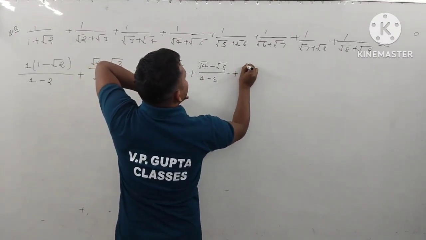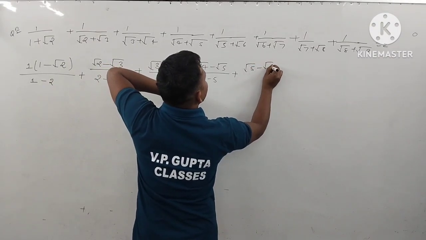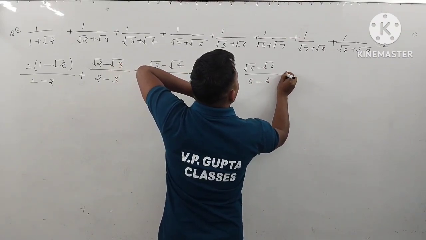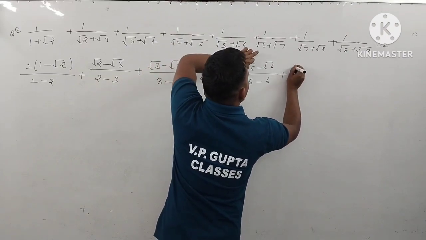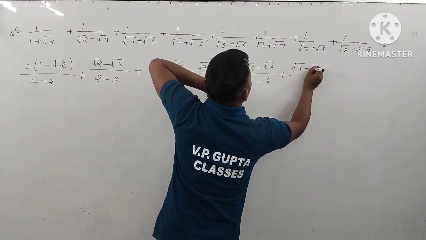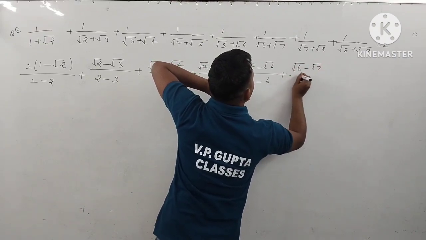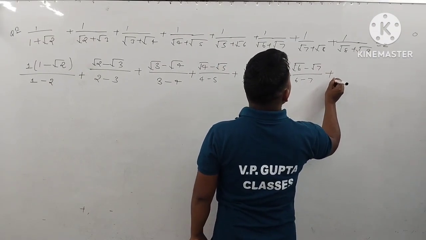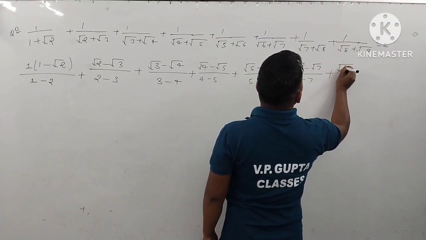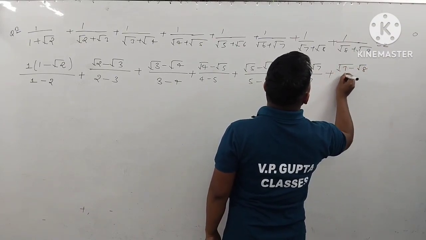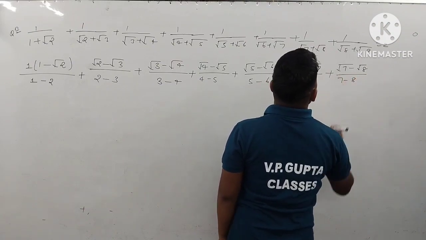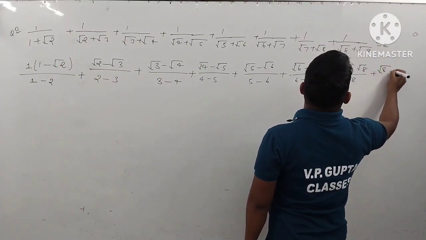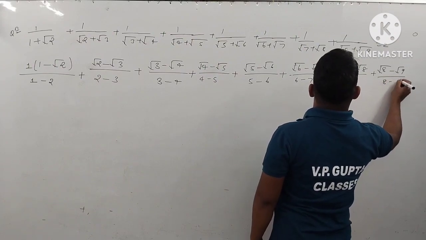Now plus under root 5 minus under root 6 divided by 5 minus 6, okay, plus under root 6 minus under root 7 by 6 minus 7, okay, plus under root 7 minus under root 8 divided by 7 minus 8, okay, plus under root 8 minus under root 9 divided by 8 minus 9.